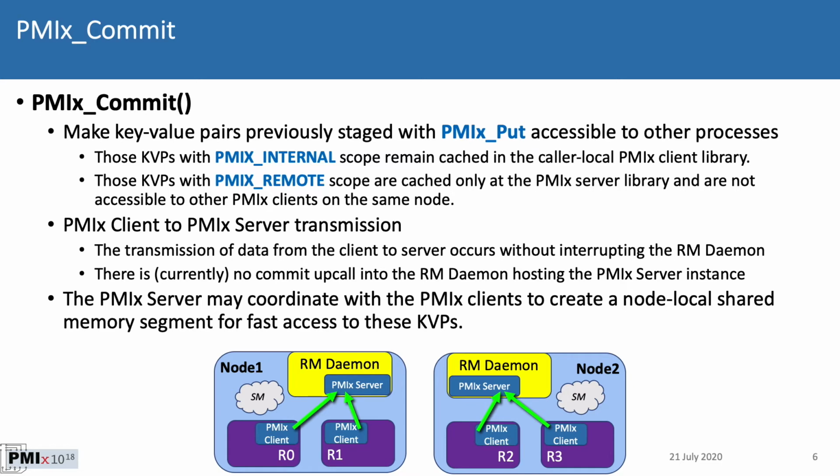During this exchange, the client and the server often coordinate to create a shared memory segment for the data to reside in to reduce the number of copies on the node, so not all processes need them, and then speed up access to that data by other clients on the node that may be accessing the same information.